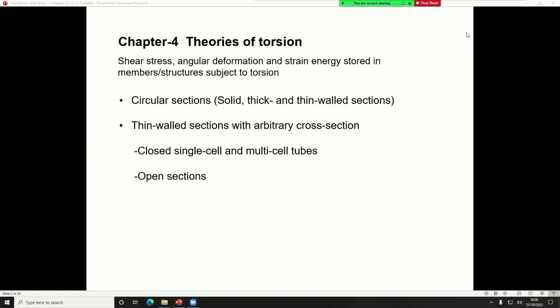So I started chapter 4 last week, which is based on theories of torsion. And I finished the first part of this chapter, which involves analysis of circular cylinders subject to a torque. The circular cylinder could be solid, hollow, or a thin wall with uniform thickness. Now, before I move on to the second part of this chapter, which involves analysis of a thin walled section subject to torsion, I briefly go through some of the slides I showed you last week, and then we move on to the remaining slides of this chapter.